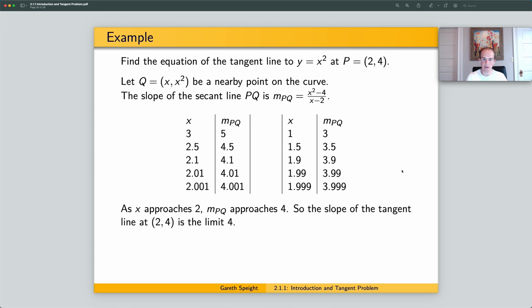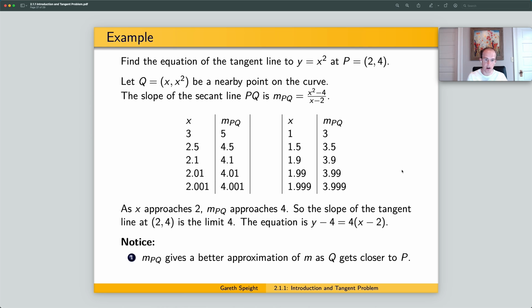Okay, so now we know the slope of the tangent line. We can use point-slope form. We know the tangent line passes through P, which is (2, 4). We know it has slope 4. So point-slope form: y minus 4 equals 4 times (x minus 2), right? y minus y1 equals m times (x minus x1). And then you could expand and rearrange if you like to write it in the form y equals mx plus b. So we managed to find the slope of our tangent line in this simple example.